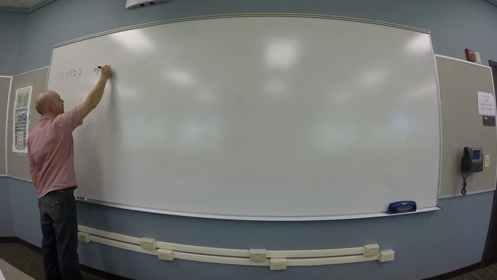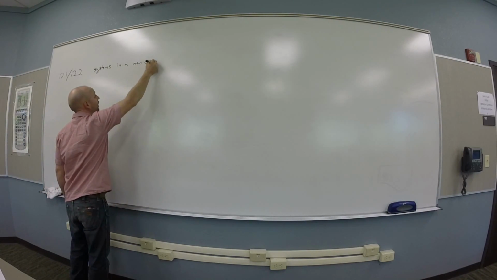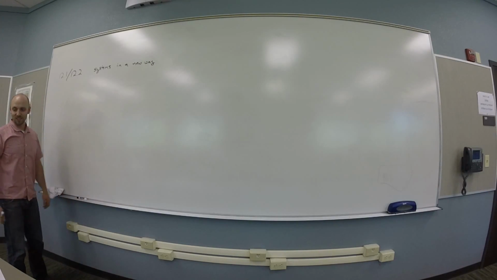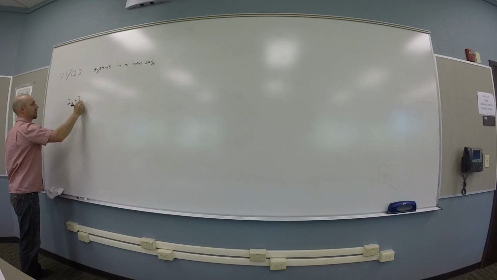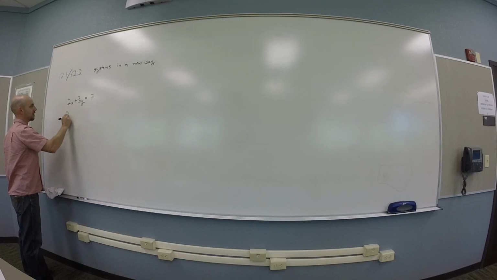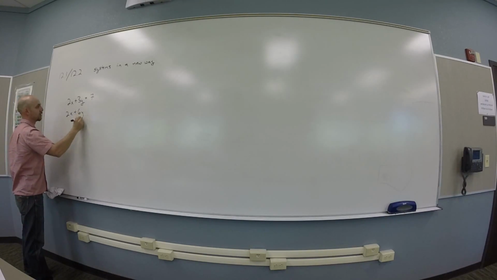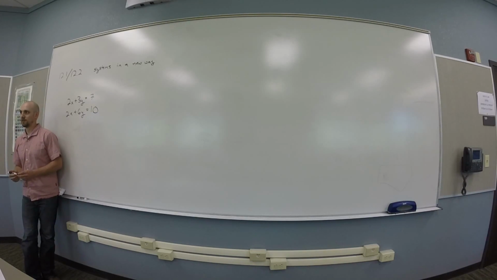No? Okay, let me give you an easy example of a system then. 2x plus 3y is 7, and 2x plus 6y is 10. You guys remember these? Maybe?